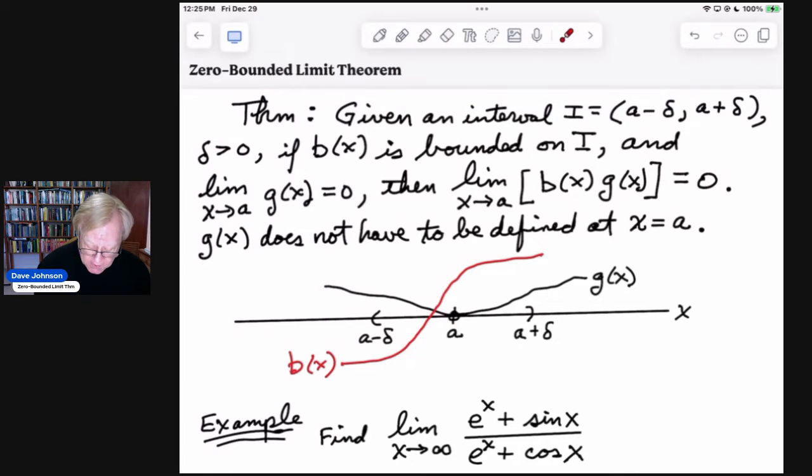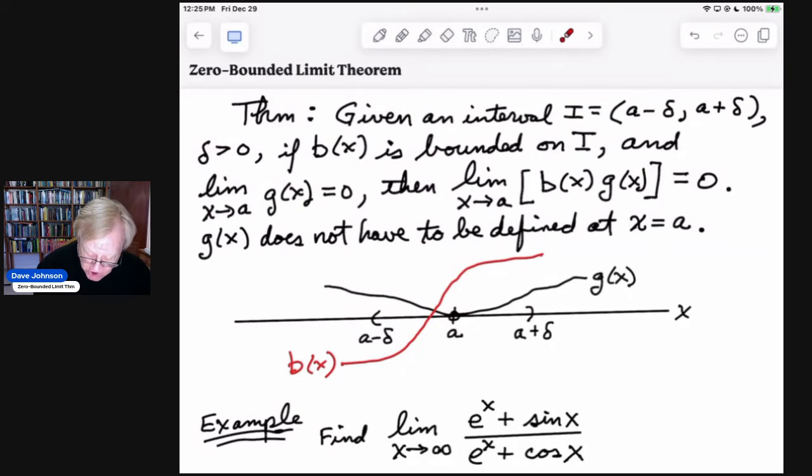And let's suppose that there's another function, g of x, such that the limit of g of x as x approaches a is equal to 0. Then if both of those conditions are true, then the product of those two functions, b of x times g of x, the bounded function times the function with a 0 limit, if you take the limit of that product as x goes to a, then that will equal 0. Now, again, this only works if the limit of g of x is 0. If it's some other limit, then this theorem doesn't apply.